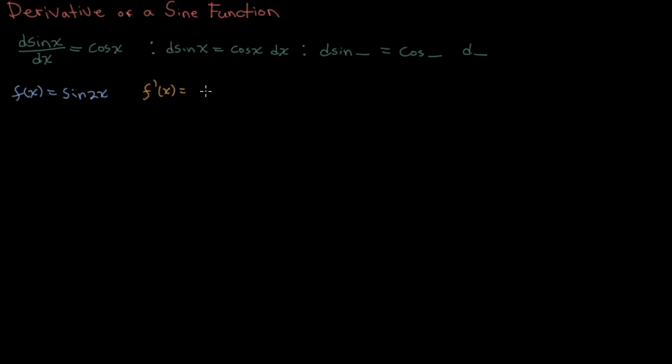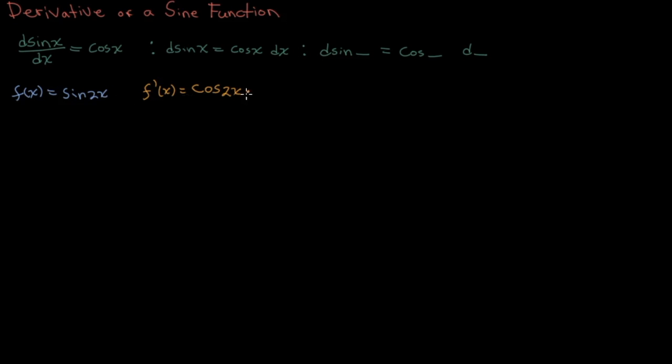for a sine function is going to be equal to cos blank. Okay, so cos whatever was in this term here. So in this case, it's 2x. Okay, so we write cos 2x times the derivative of whatever was in here. Okay, so times d blank, as I like to say. Okay, so times the derivative of 2x.